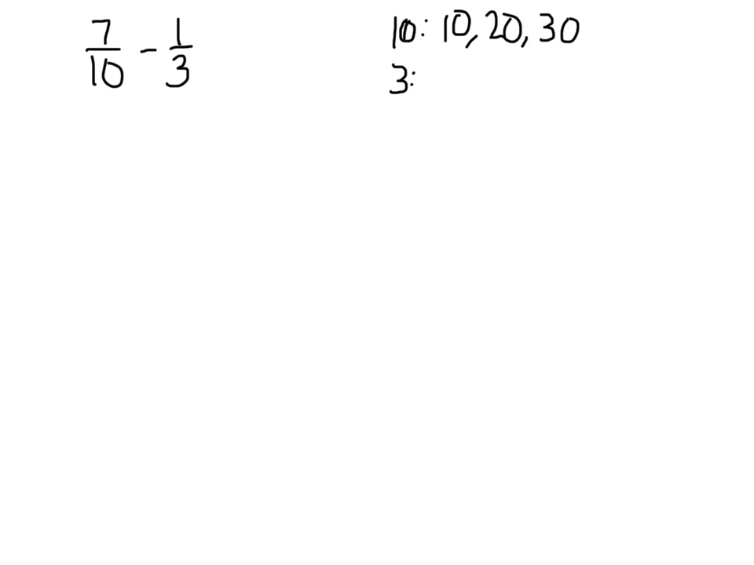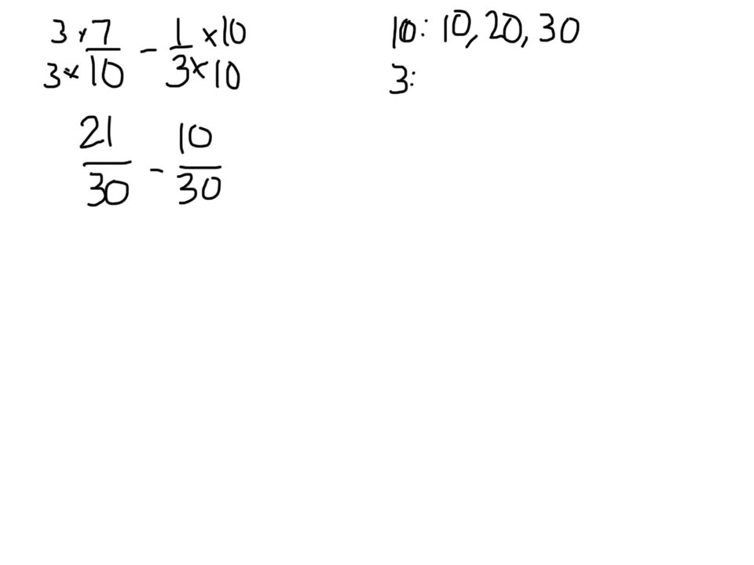Now, my new denominator is going to be 30, some 30ths minus some 30ths. And if I want to get from the 10 here to 30, I need to multiply by 3. So 3 times 7 is 21 30ths. And to get from the 3 to 30, I need to multiply by 10. So I'm going to multiply top and bottom by 10. 1 times 10 is 10.